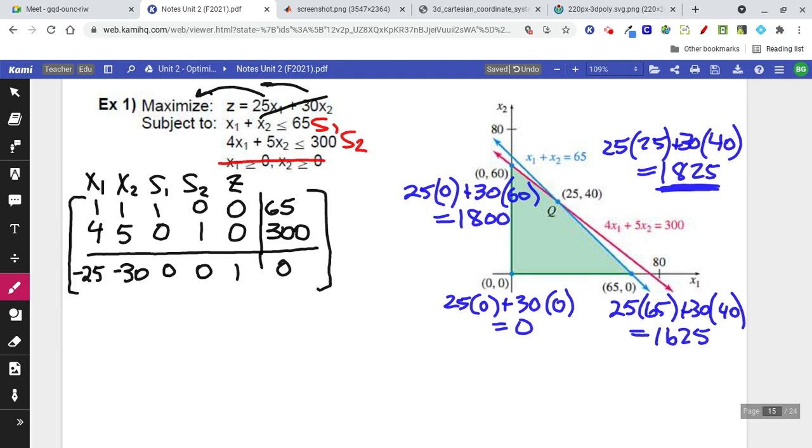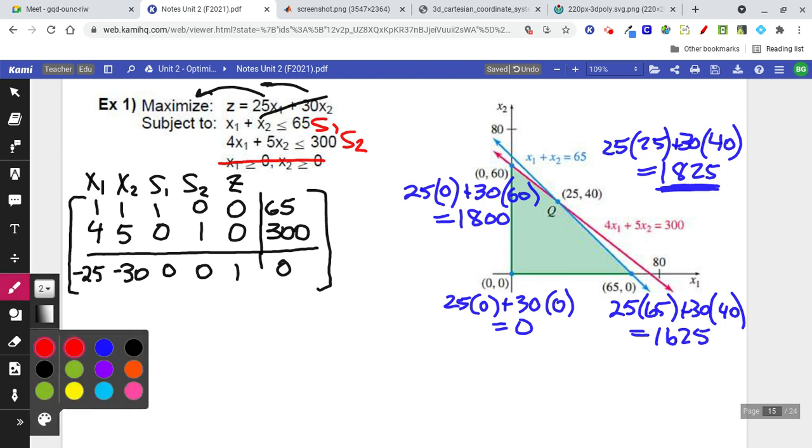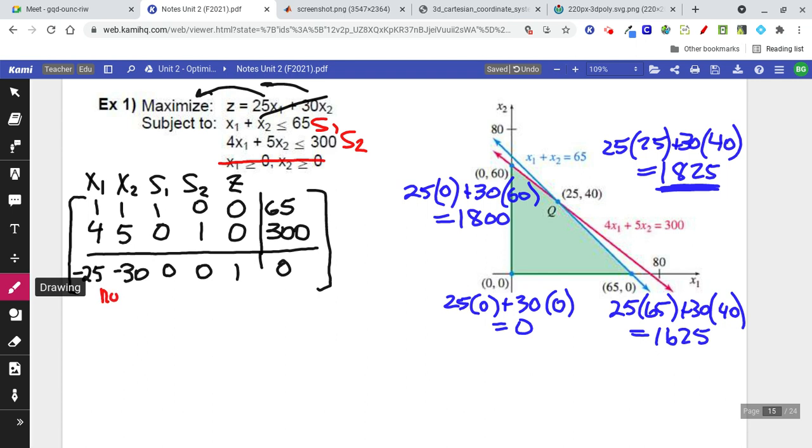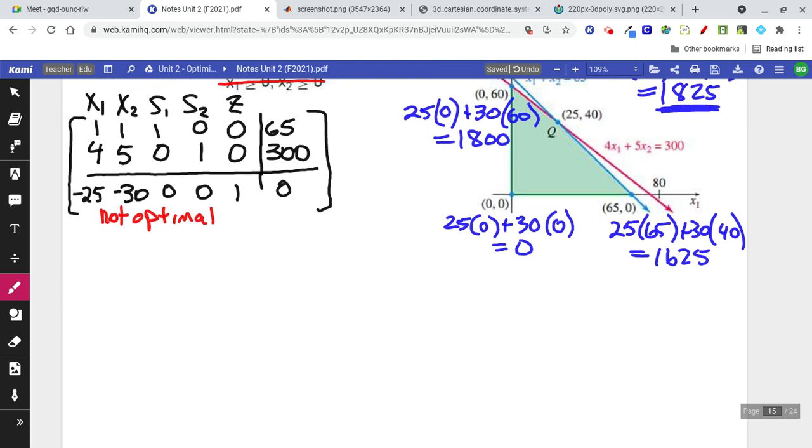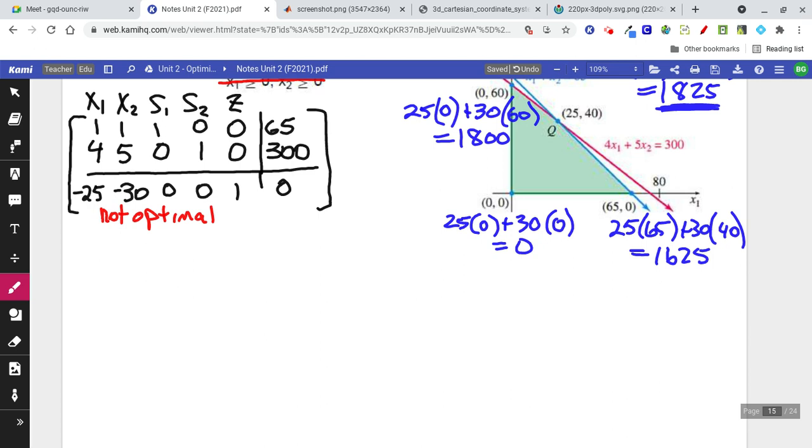So this is what's called our initial simplex tableau, or our first one. When you see negatives on the bottom, that's your clue that this is not our optimal solution. This is not optimal. And if you read a solution from this table, you've got some basic and some non-basic variables, but x1 is a non-basic, and we know its value is 0. And x2, same thing, it's non-basic, its value is 0.